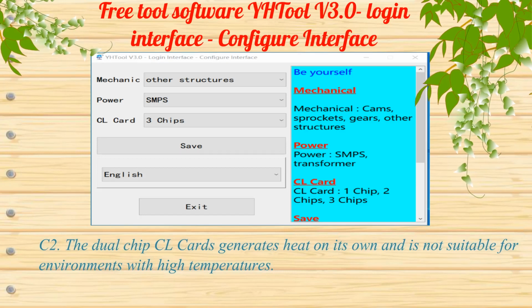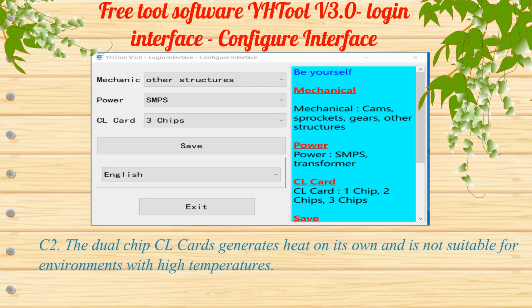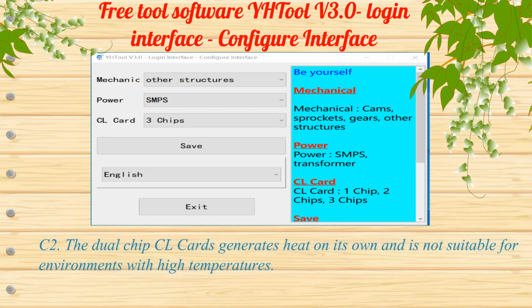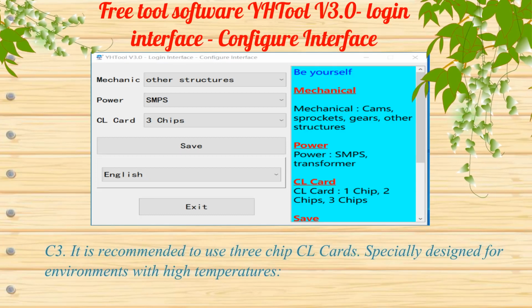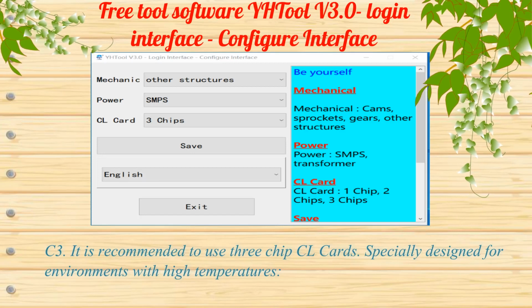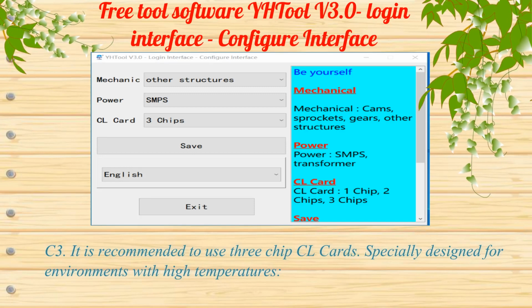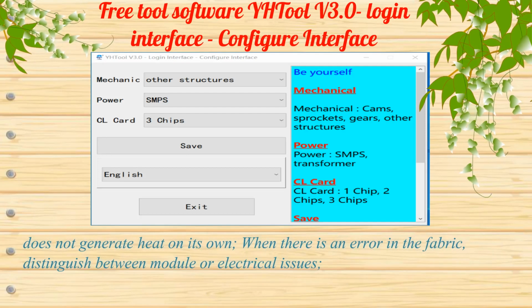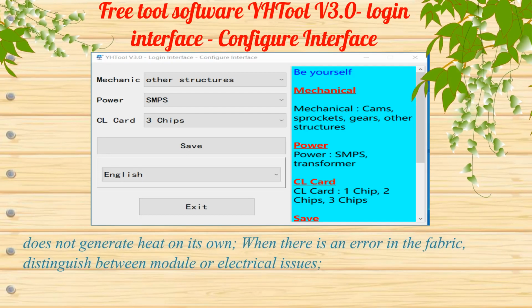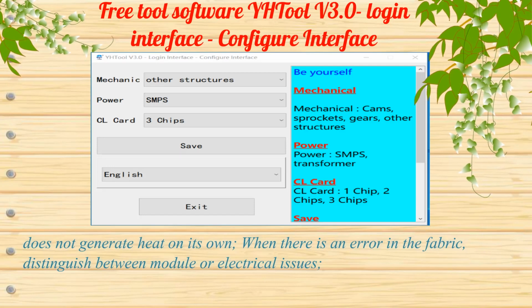C2. The dual-chip CL cards generates heat on its own and is not suitable for environments with high temperatures. C3. It is recommended to use 3-chip CL cards, specially designed for environments with high temperatures. Does not generate heat on its own. When there is an error in the fabric, distinguish between module or electrical issues.